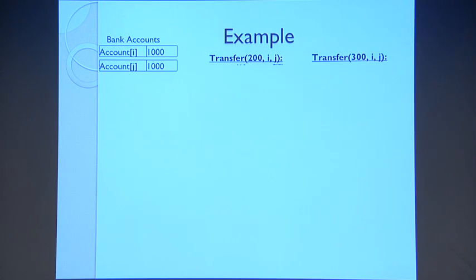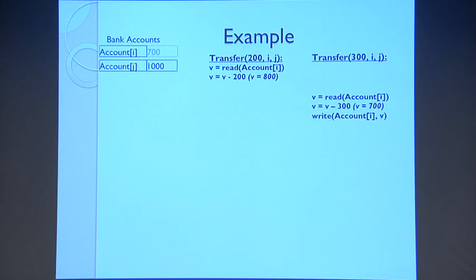Let's assume that when we run these two concurrently, the cores work as follows. We first start with the left transfer. We read account I, it says 1,000, and we store it into our local variable V. Then we update V and reduce it by 200, which is the amount that we need to transfer. So this thread's local variable V is 800. Now, let's say for some reason the CPU suspends this thread, and the system lets the other thread run.